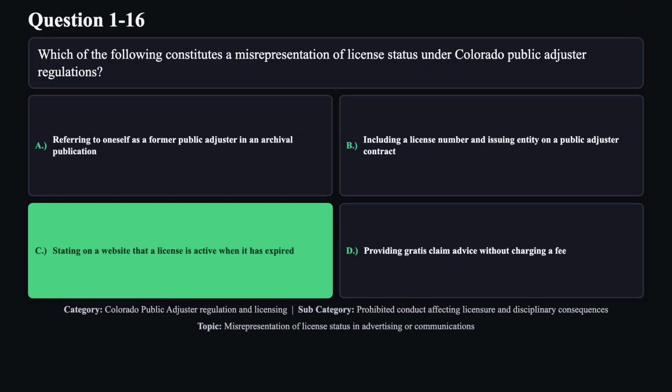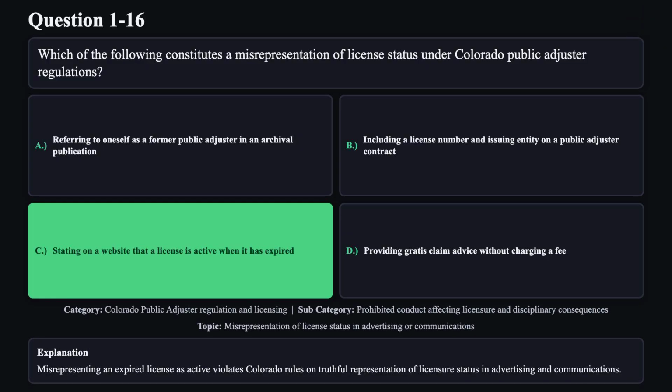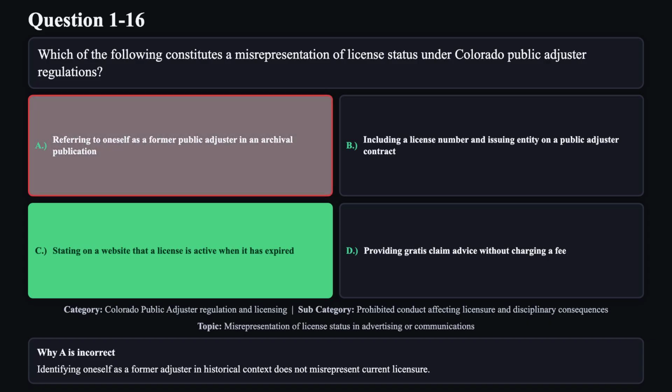The correct answer is C. Misrepresenting an expired license as active violates Colorado rules on truthful representation of licensure status in advertising and communications. Reason A is not correct. Identifying oneself as a former adjuster in historical context does not misrepresent current licensure.